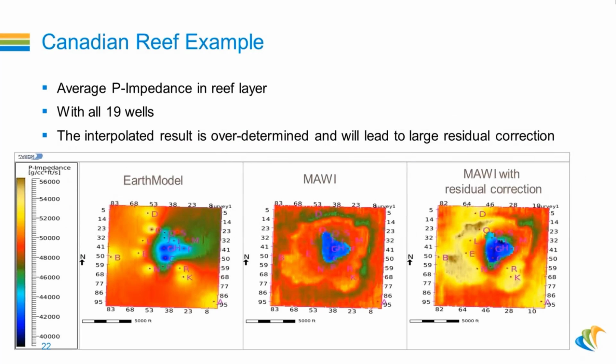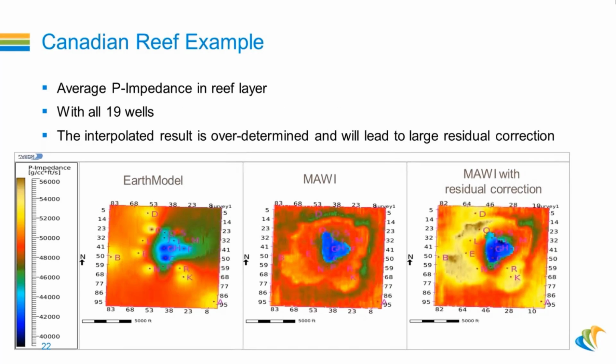And you can see here what happens if we use all the wells. On the left-hand side again, there's the distance-weighted Earth model technology. In the middle are the MAWI results using those 3 attributes, and on the right is the same with residual correction. Because what you see in the middle result is that, because you have many more wells and attribute horizons, it cannot match all the wells, and therefore you have to do residual kriging to match the wells exactly.